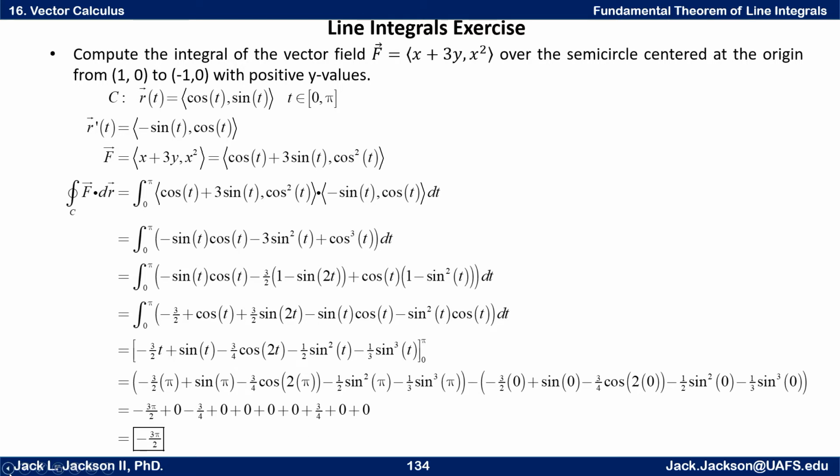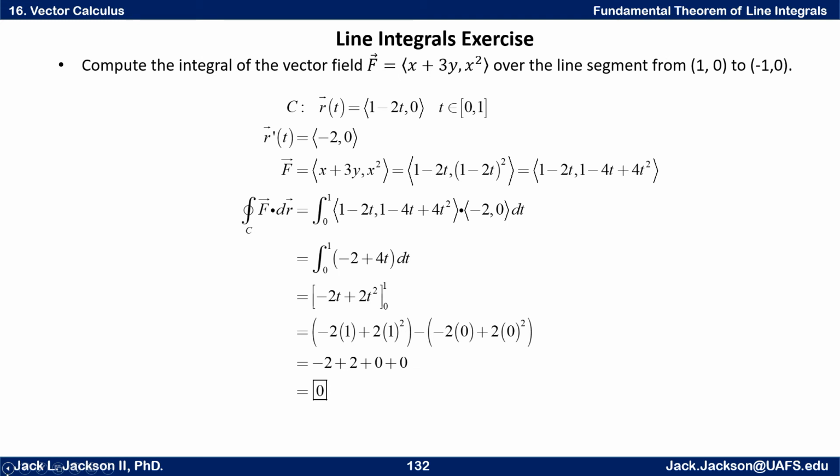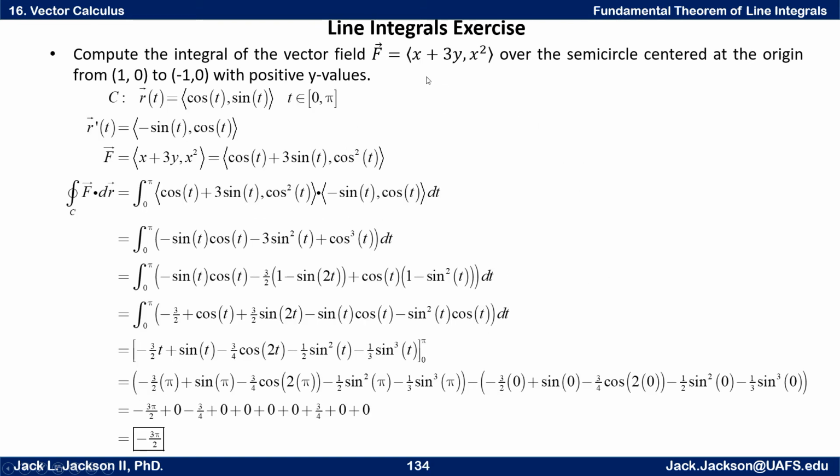Now, wait a minute. When we went by a line segment going from here to here with that vector field, and we did the line integral, we got 0. But here, we had the same vector field. We're still going from the same point to the same point, but a different curve. This is going on a semicircle path, and we got a different line integral. So that tells you that line integrals can be, and oftentimes are, dependent on what path you take. So in general, line integrals are not path independent.